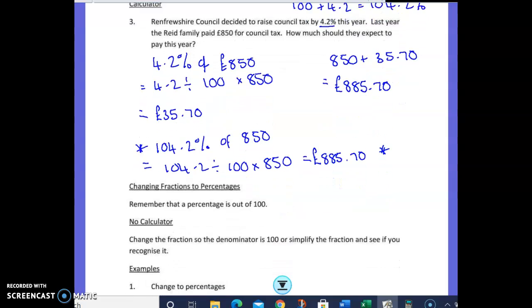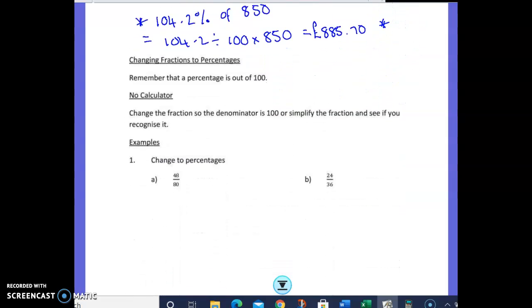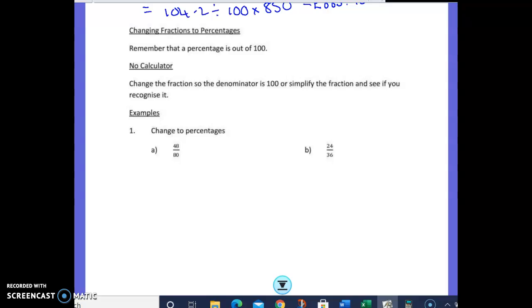Another couple of ways that you should have used percentages before. Changing from fractions to percentages. Again, using this idea that percent is out of 100. If I want to change fractions to percentages without a calculator, our aim is to make the denominator of our fraction 100. We might not be able to go to 100 straight from 80, but we see if we can simplify down first. So 48 over 80, both top and bottom can be divided by 8. Divide top and bottom by 8.